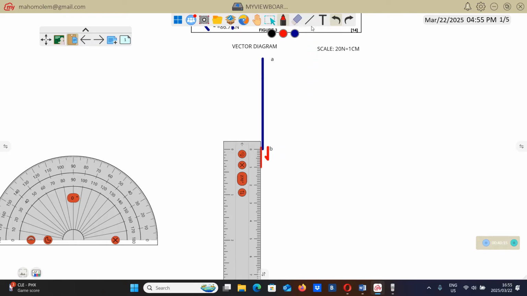Yeah, it's not exactly giving me what I want. It must be in line with this. It must start here, but it doesn't want to do that. Let me see if I can shift this ruler a bit like this.